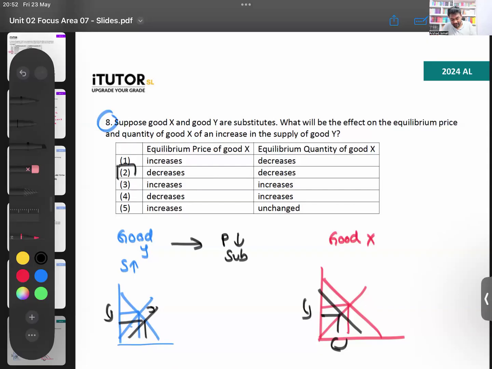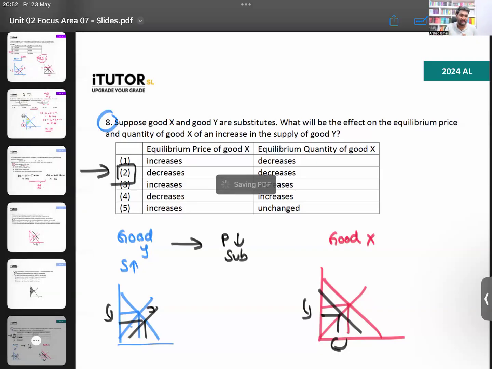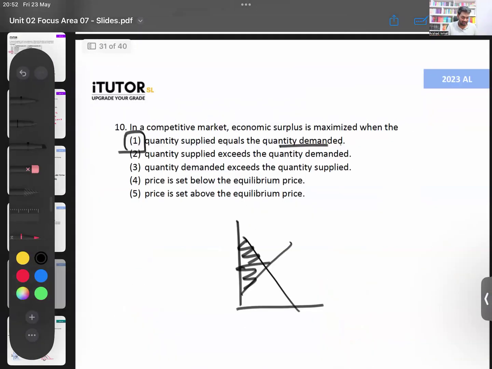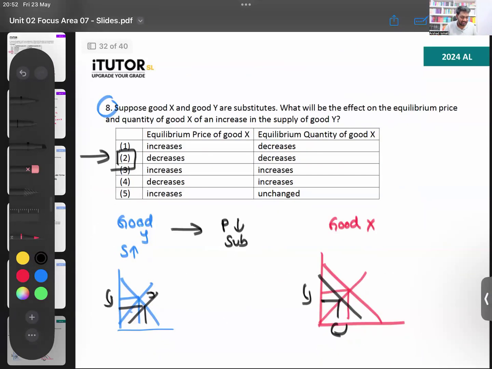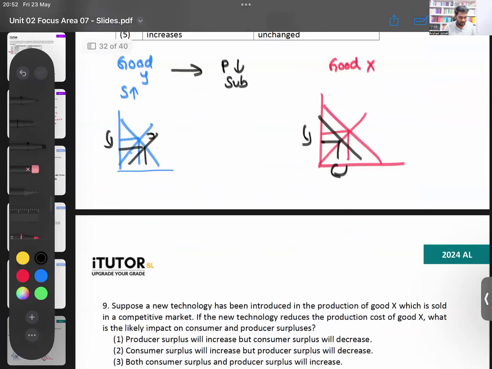Answer number 2. See, same thing, how they changed it around. In the previous paper, they talked of the same thing, but they said the two goods are complementary. Here also they are telling the same thing, but they are saying the two goods are substitutes. So you have to logically be able to connect. Previous one was one. If you all missed the previous one, I put that check in the past paper book that you all have.